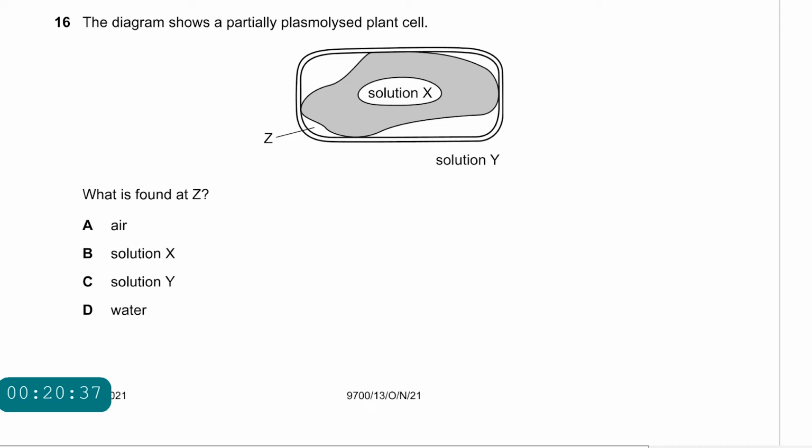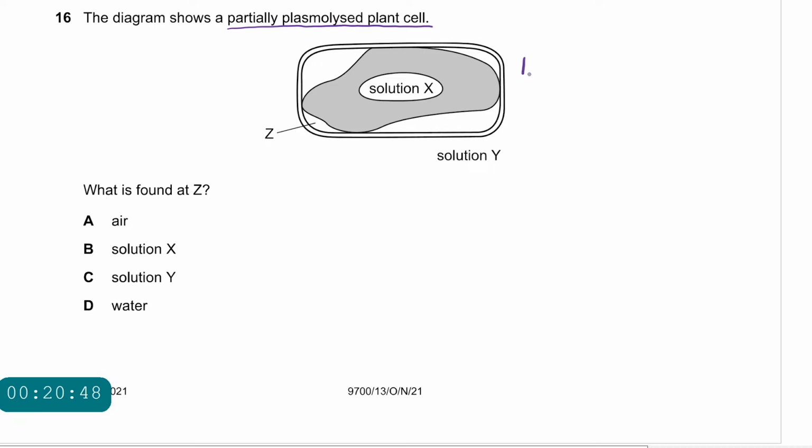Question number 16. The diagram shows a partially plasmolysed plant cell. Why is it plasmolysed? Because the exterior fluid has a lower water potential than the inside fluid, which has a higher water potential. So water moves out by osmosis down the water potential gradient. Here it's asking what is found at Z.